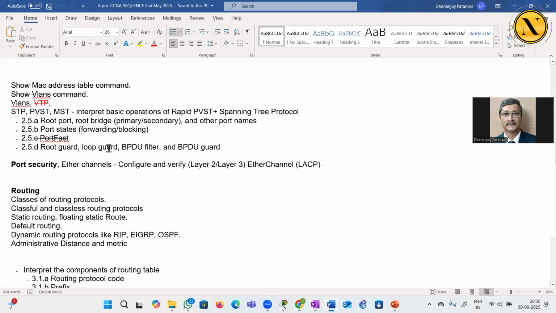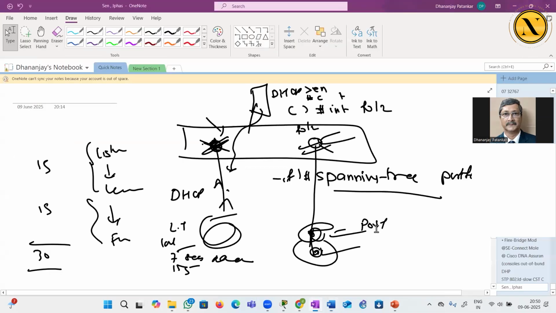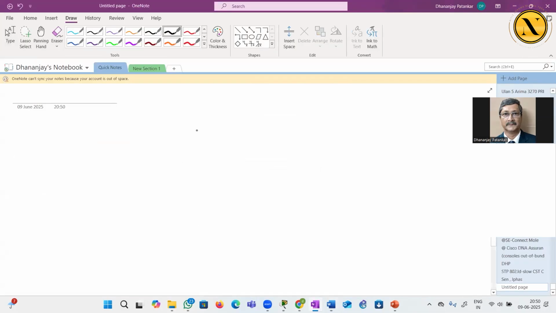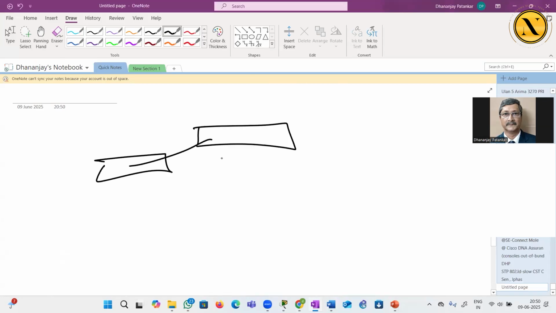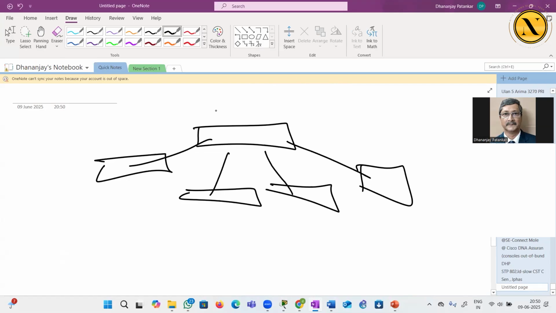Root guard. What is this root guard? We have the root bridge, so we want to guard it. We have the root bridge, only one root bridge per network, right? All others are non-root bridges. So if we have multiple switches like this, only one will be a root bridge. In reality, we'll go and reduce the priority, because I want to make this guy the root bridge. All these others are non-root bridges, and I want this guy to be the root bridge only.